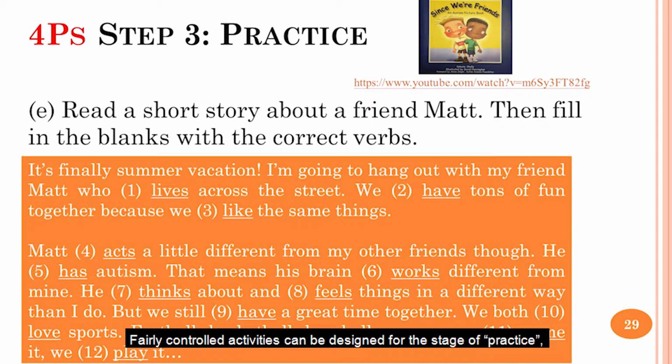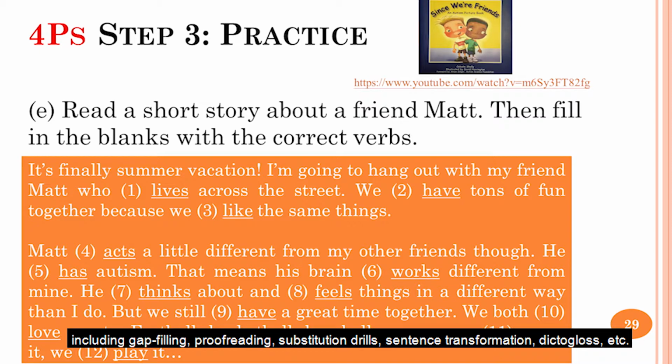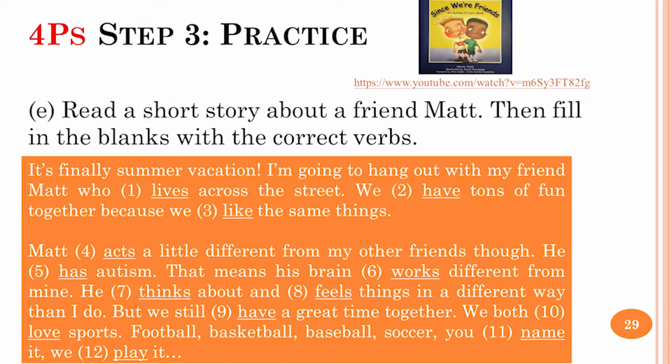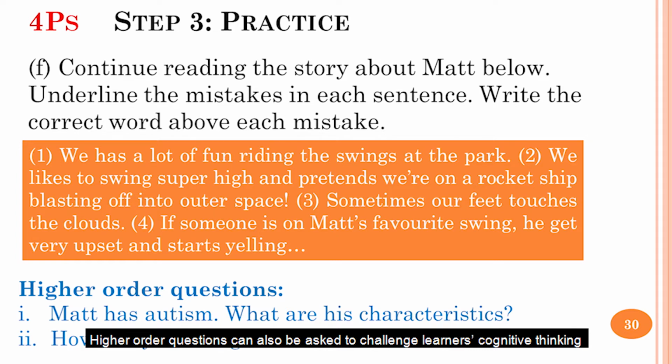Fairly controlled activities can be designed for the stage of practice, including gap filling, proofreading, substitution drills, sentence transformation, dictogloss, and so on. For our subject-verb agreement example, I have devised a gap-filling exercise and a proofreading exercise based on the story Since We Are Friends, which is about a friend who has autism. Higher order questions can also be asked to challenge learners' cognitive thinking and to provide further opportunities for them to practice subject-verb agreements.